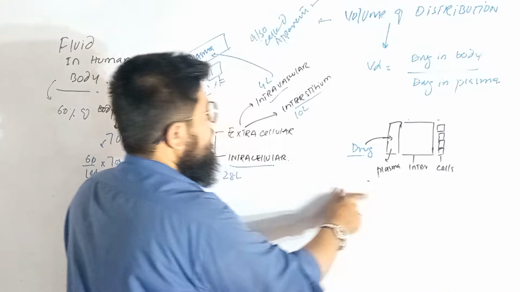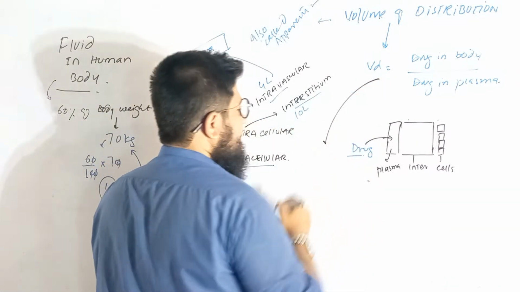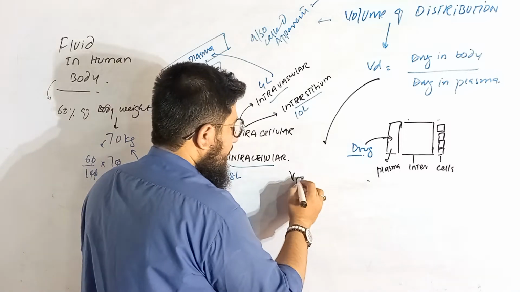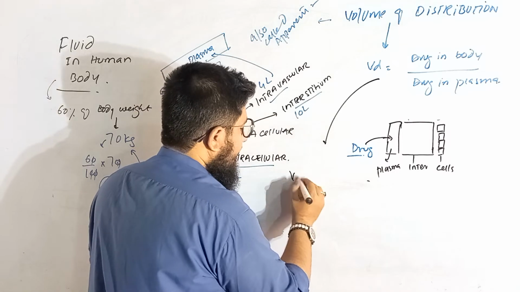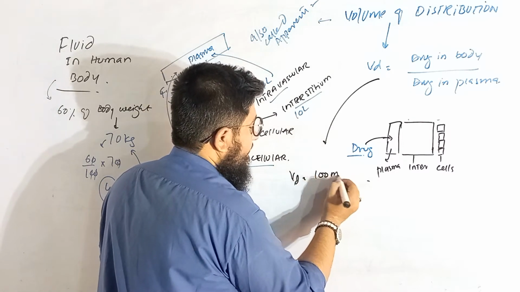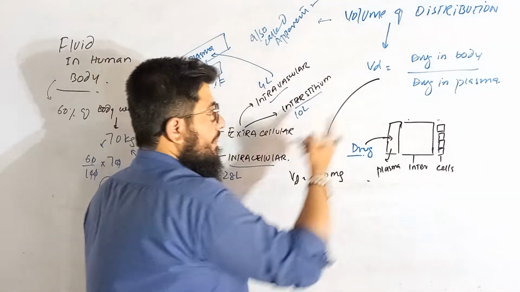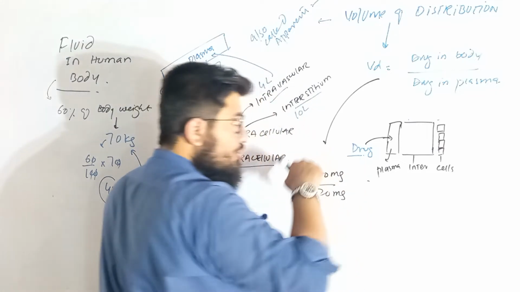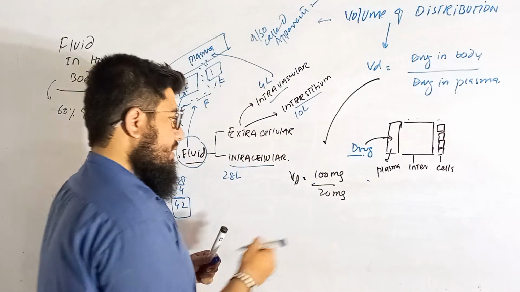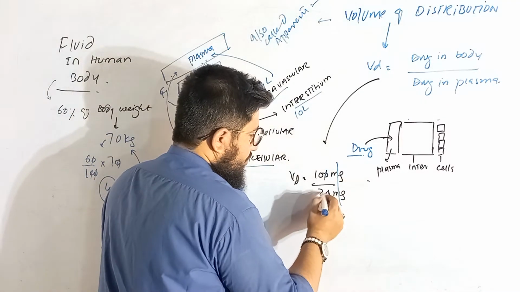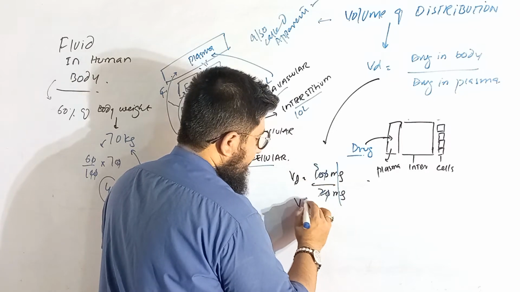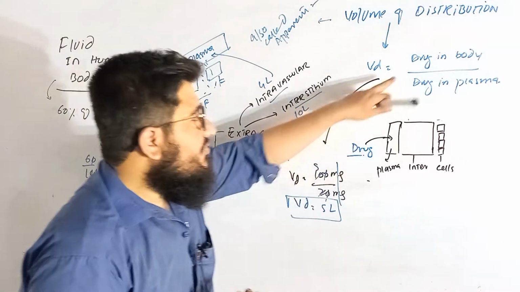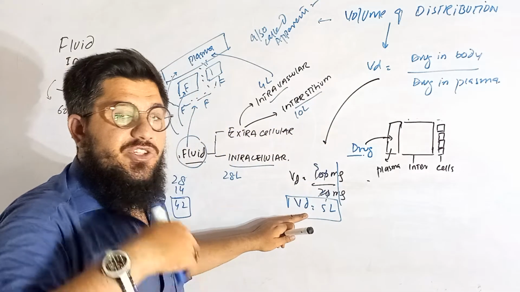Well, what will happen? Guess what? We got a drug, and we're going to find the volume of distribution of that drug. We got a drug with a dose of 100 mg. The drug reaching the plasma will be 20 mg out of 100. Simple. Now what is the volume of distribution? That is 5 liters. Via this formula we got this answer, that the volume of distribution is 5 liters.